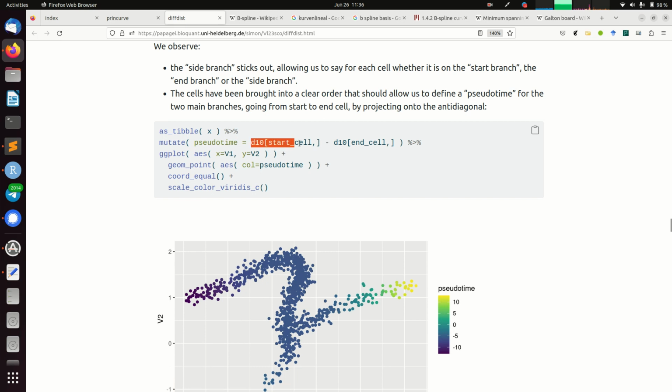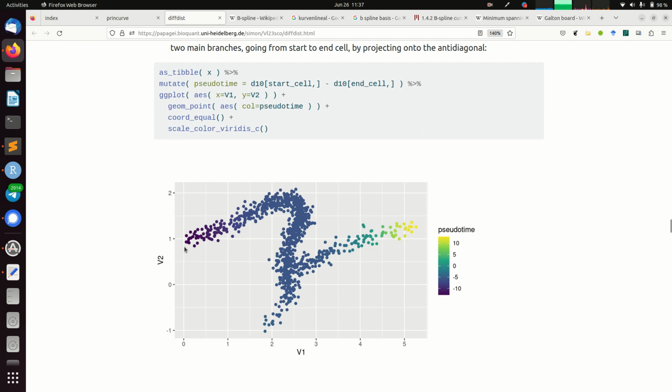I calculate the distance for each cell. I calculate the distance to the start cell and to the end cell, take the difference and color by that difference. And now you can see we start here at -10. Here we have the middle and go here to +10. Now again, I see a nice pseudotime which goes.